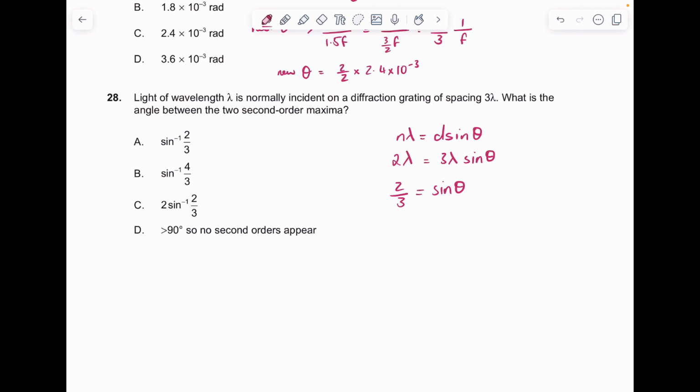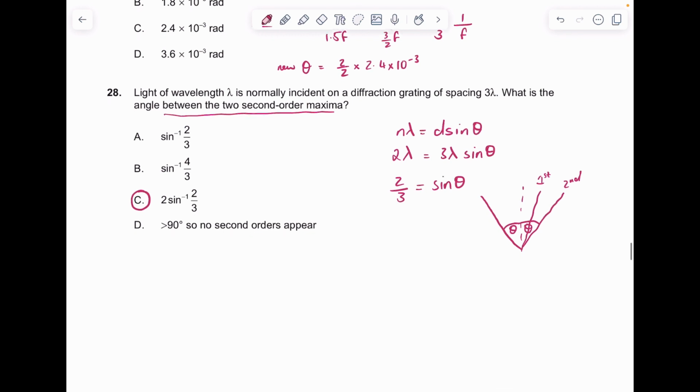But this is the angle from the centre. This is my centre line, here's my first order, here's my second order, and this is the angle here. The question asks for the angle between the two second order maxima. So what is the total angle? I'm going to have to do theta times 2, so it's going to end up being 2 sine to the minus 1 of 2/3. So C.